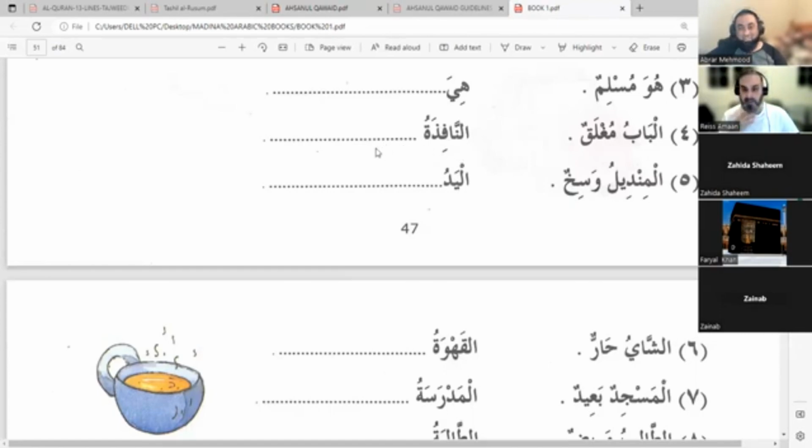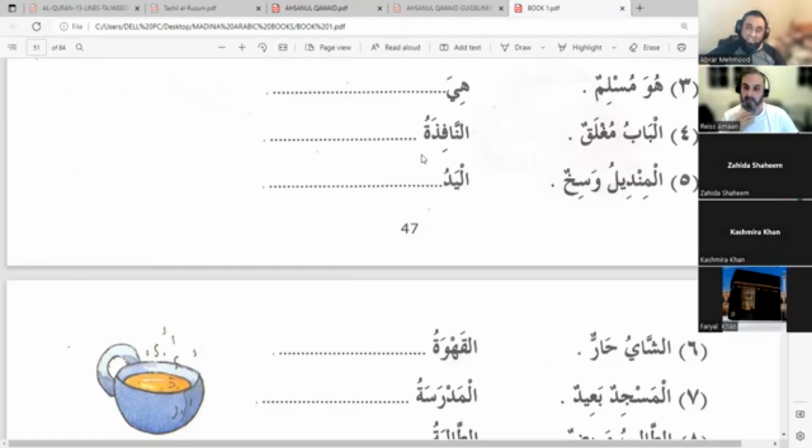Does anybody know what this word at the beginning is? The window is... Window. The window is open. An-nafidhatu. The window is... closed. The window is closed. Alhamdulillah. Okay, so Brother Bilal, please finish up the last one for us.